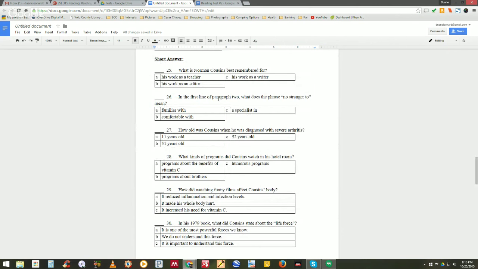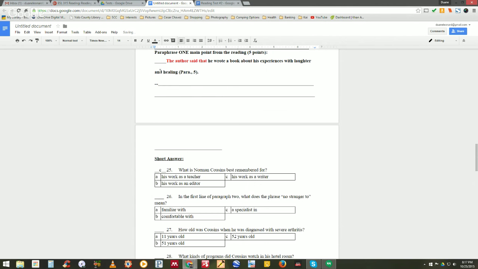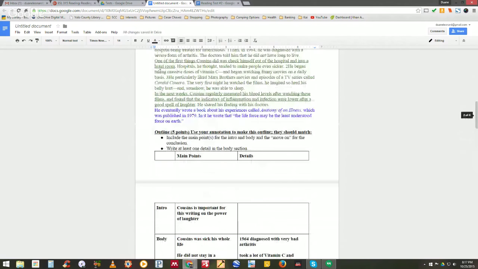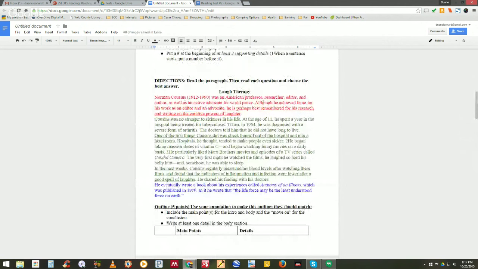Okay, so now a short answer from the reading. What is Norman Cousins best remembered for? Not his work as a teacher, not his work as an editor. C, his work as a writer. Although he achieved fame for his work as an editor, he is best remembered for research and writing. So it's his work as a writer.